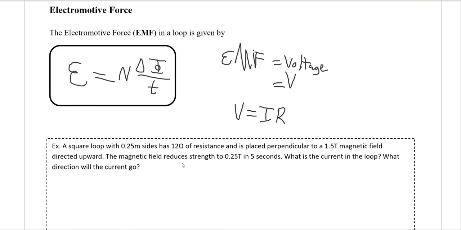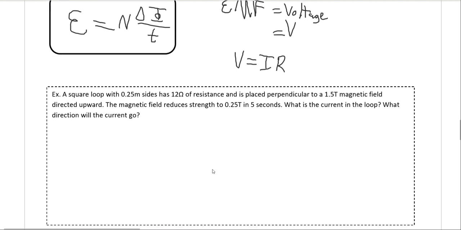For example, there's a square loop. It's a single loop, as we can see, with a side size of 0.25 meters and 12 ohms of resistance. It is placed perpendicular to a 1.5 Tesla magnetic field that is directed upward. The magnetic field reduces strength to 0.25 Tesla in 5 seconds. What is the current in the loop, and which direction will it go?